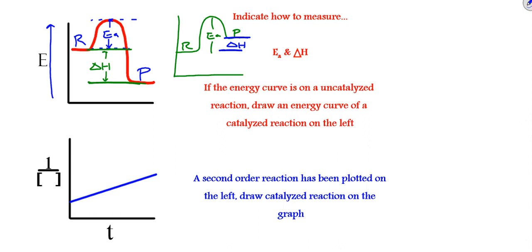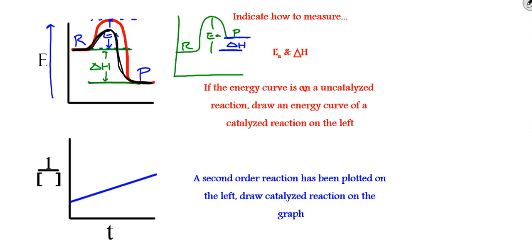Secondly, on the red problem, it says if the energy curve is an uncatalyzed reaction, draw an energy curve of a catalyzed reaction on the left. So what you need to realize is that a catalyst speeds up a reaction. By doing that, it lowers the activation energy. So hopefully you can see what I'm doing. I'm going to do it in black. It would be lower. So the peak would be lower. I still start and end at the same point.